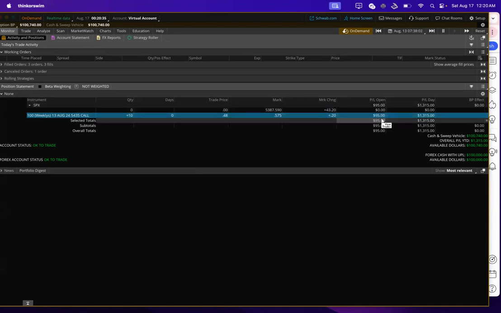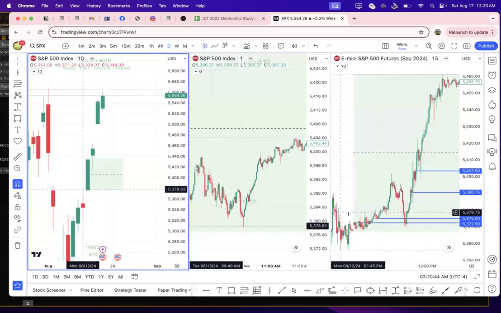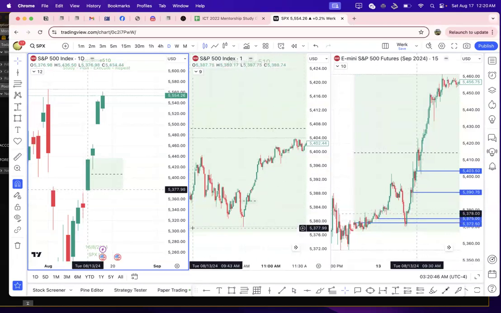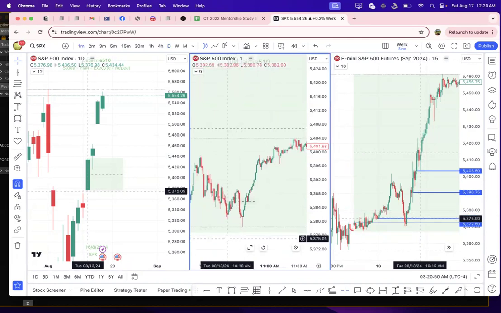Okay. So now we got in the trade, and now it would just be a matter of trailing our stop. And we talked about how we want to trail our stop.